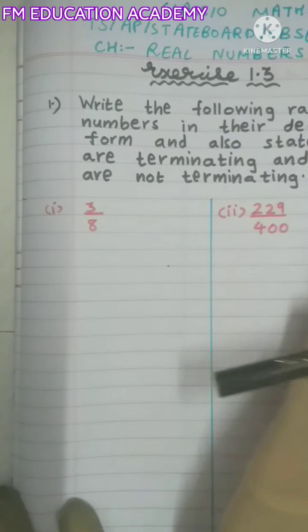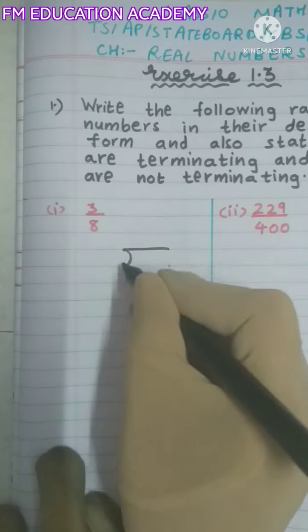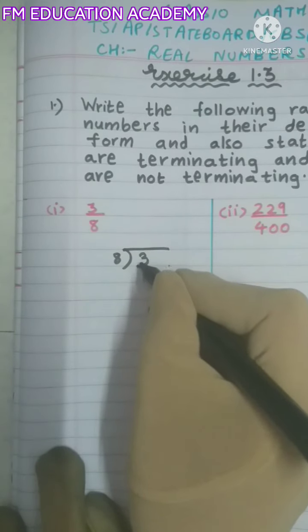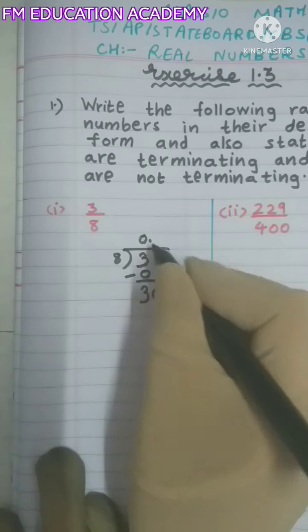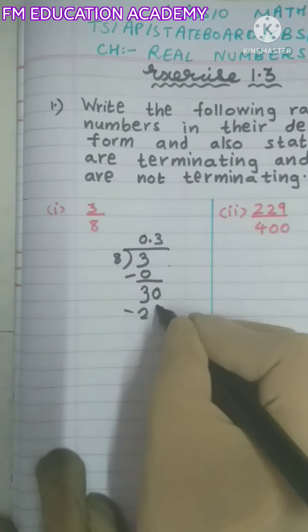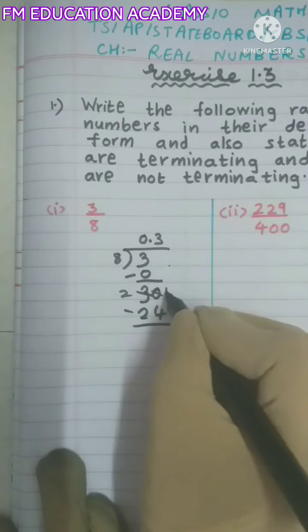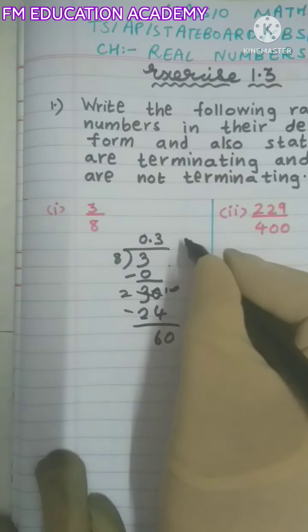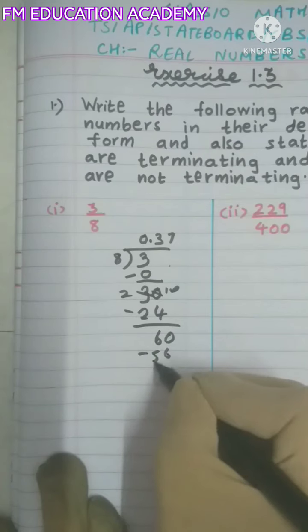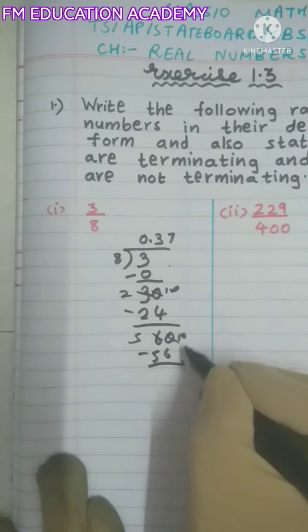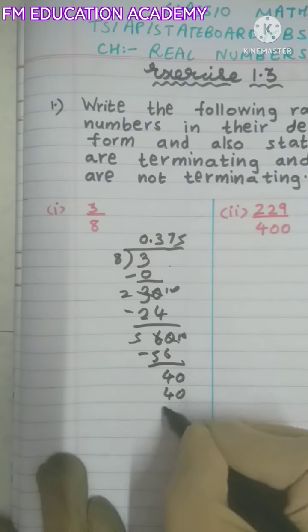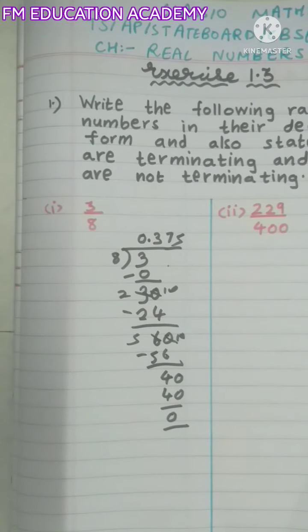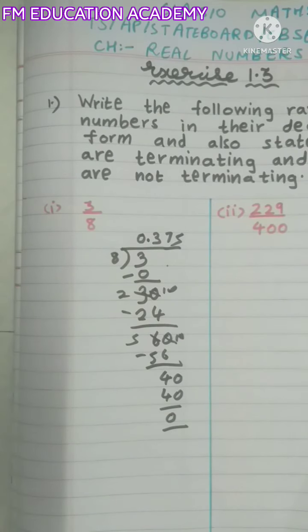How can we write 3 by 8? 3 by 8 can be written as 8 outside, 3 inside. So we can write this as 8 zeros are 0, 3 minus 0 is 3, put a point, bring down 0, 8 3s are 24, okay, this will become 2, this will become 10, 10 minus 4 is 6, take a 0, 8 7s are 56, this will become 5, this will become 10, 10 minus 6 is 4, take a 0, 8 5s are 40. Since we got the remainder 0, we can say that it has a terminating decimal expansion.